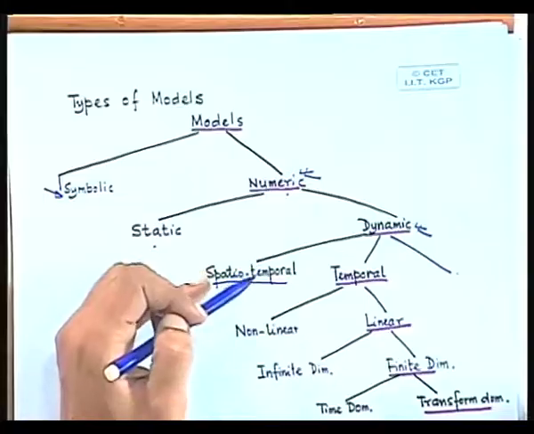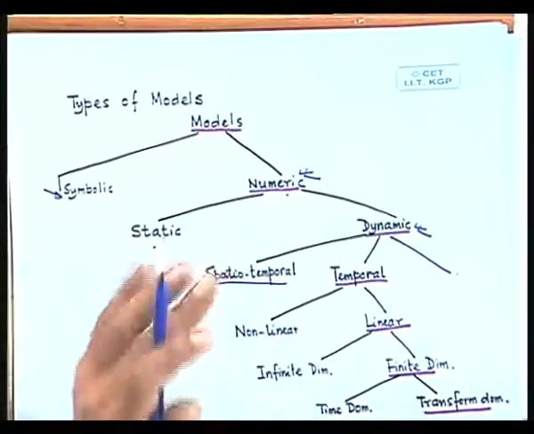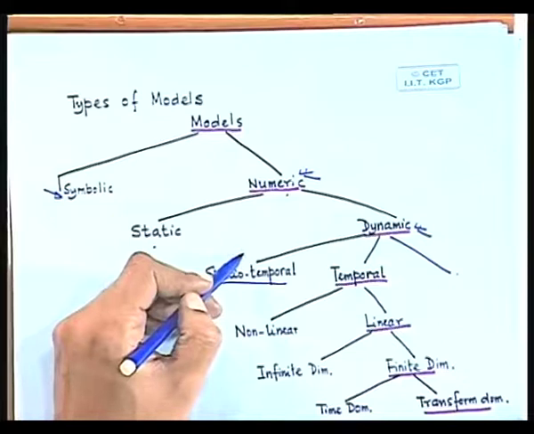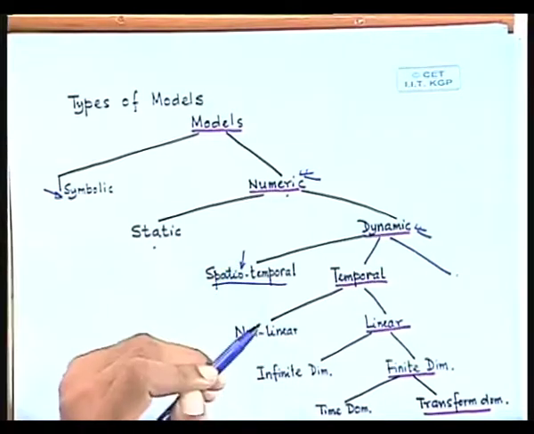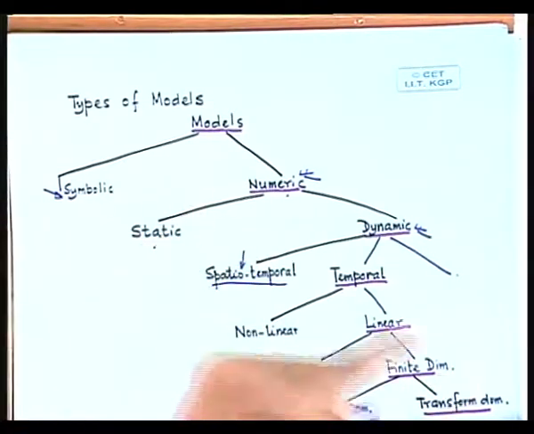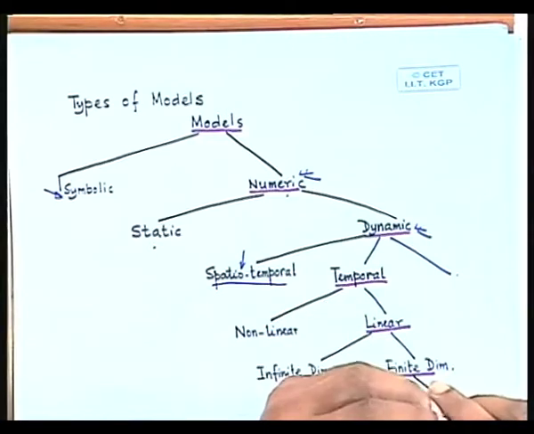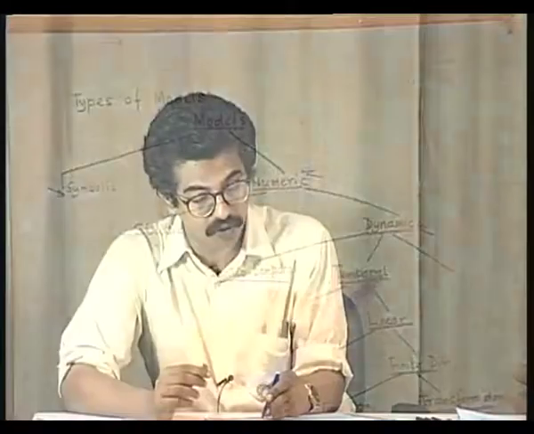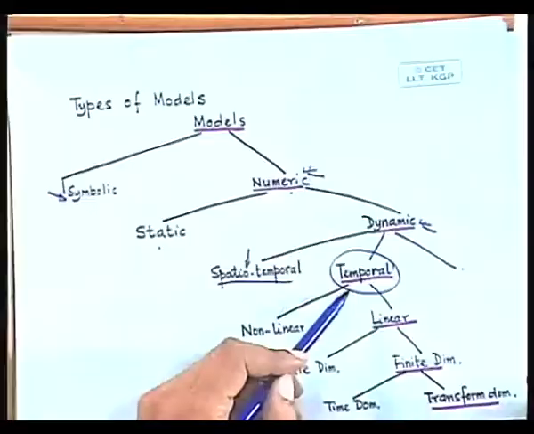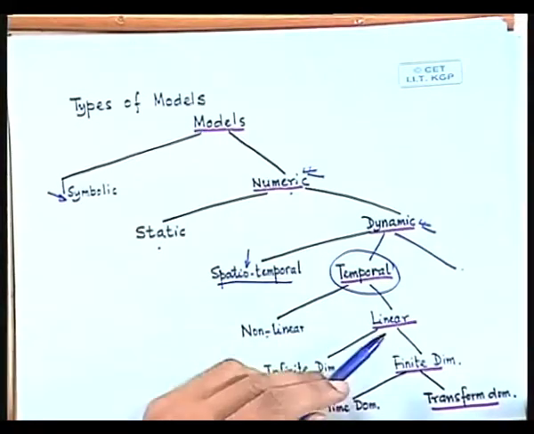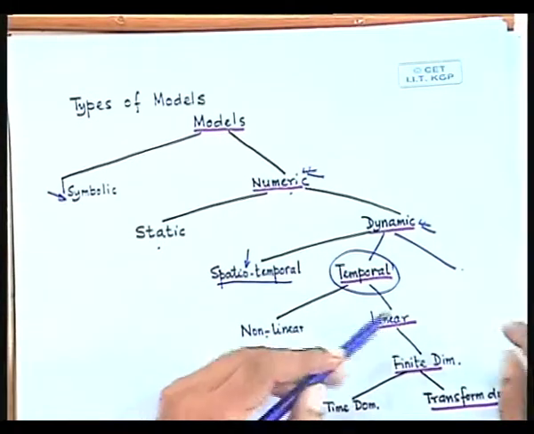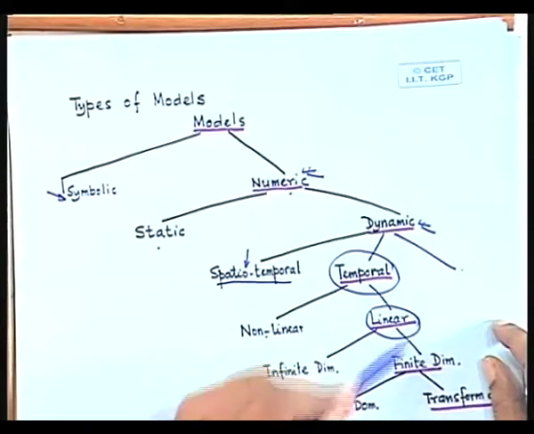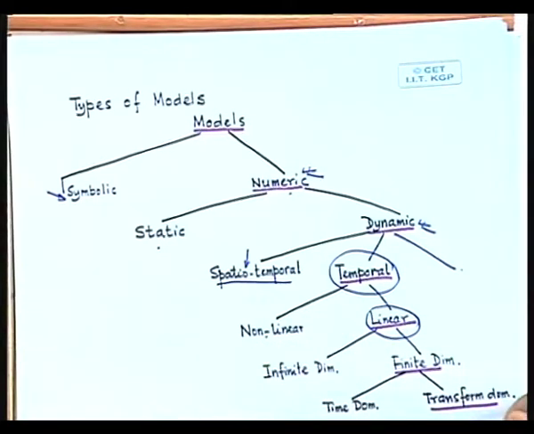But we are generally concerned with physical objects. So it could be either spatiotemporal, where you are interested in studying the variation with time and with space, or it could be only temporal. We are interested in only temporal. A temporal dynamics can be either linear or non-linear. For most purposes, we will be concerned with linear because of simplicity.